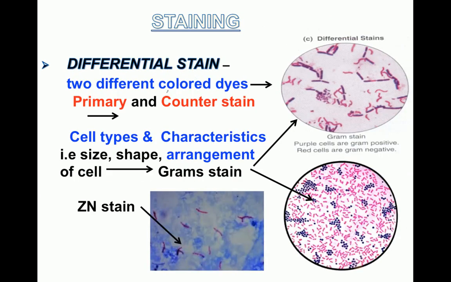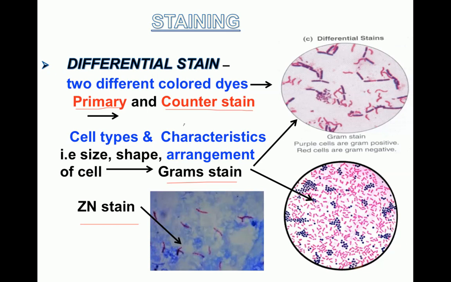In which two different dyes or stains are used. The first stain is the primary stain, and then we are going to use another stain which is known as the counter stain. For example, with these differential dyes like gram staining and ZN staining. These are two examples of differential stains which we very commonly use in the laboratory.